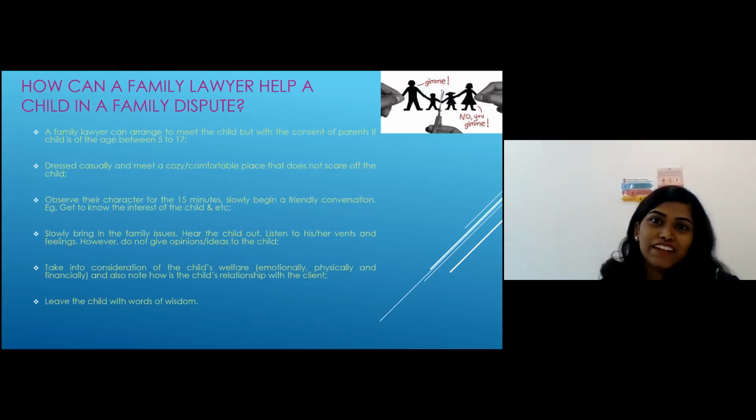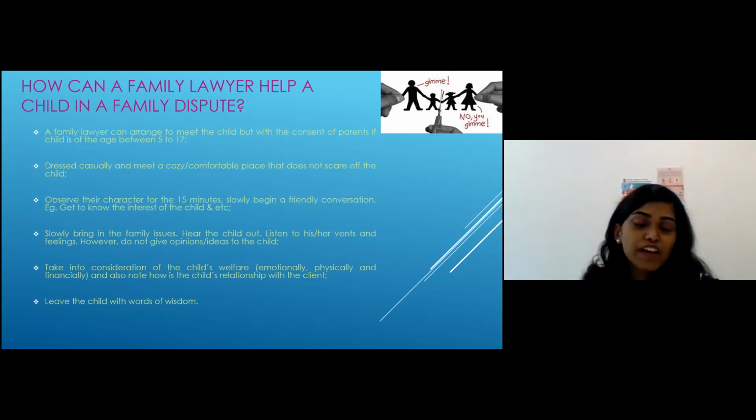We will have to get to know the child, what the interests of the child are, and we can also talk about other things and distract them, and then slowly start a friendly conversation with the child. This topic, especially the separation of parents for the children, can be very sensitive. So in order for us to bring this topic up to them, it can be very difficult and tricky, but we will still have to do it.